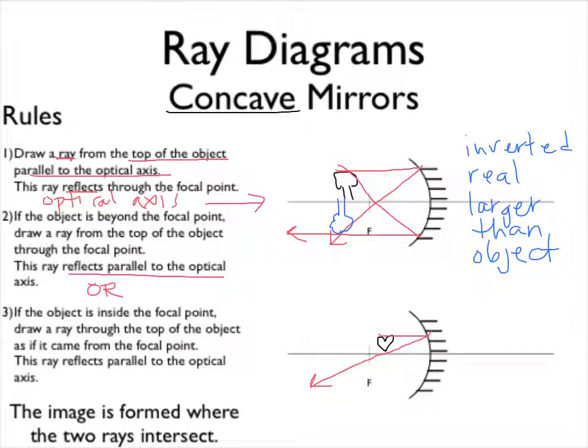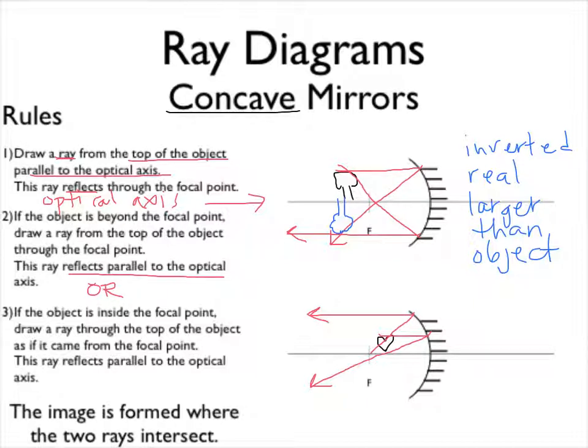Now, we're not going to do step 2, we're going to do step 3 because our object is close to the mirror now. And so for this one, we're going to draw a ray through the top of the object as if it came from the focal point. So here's our focal point. There's the top of our object, or thereabouts. It's going to reflect parallel to the optical axis, so it's going to reflect this way.